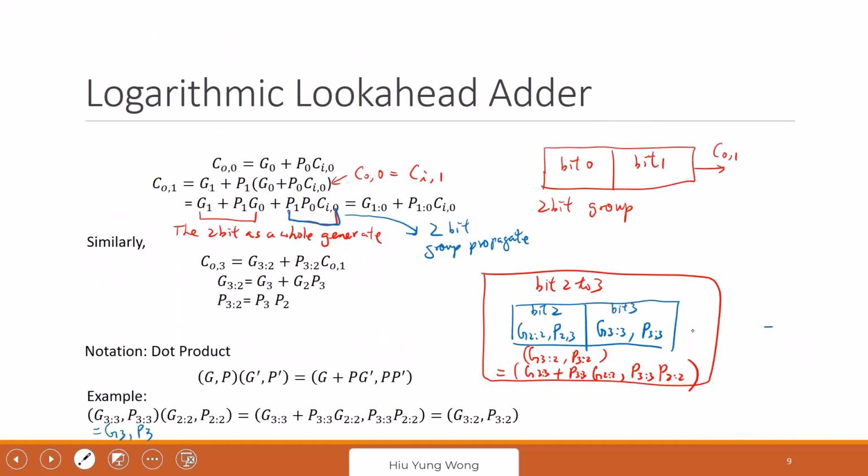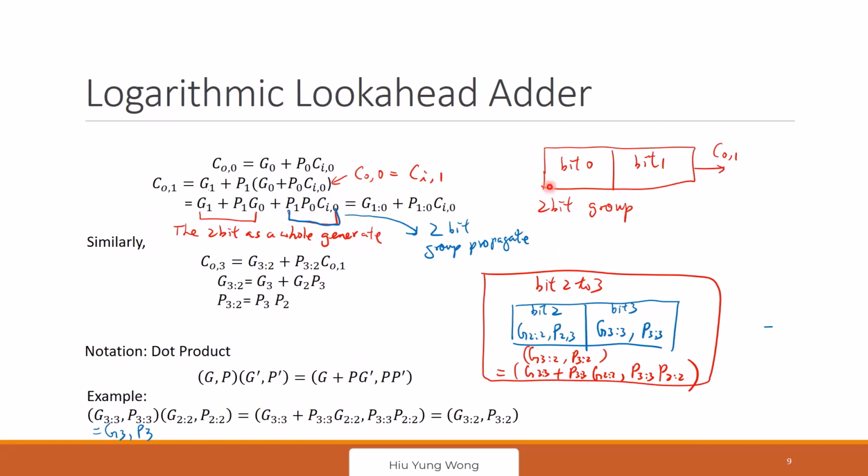But this is okay. We can do something. Again, as an engineer, we can always find a way. But before that, we introduce this notation. Let's not just look at a single bit as carry and generate. We can look at a group of bits as carry and generate. For example, bit 0 and bit 1 can be looked at as a group. If you go through the math, again, it's very logical.